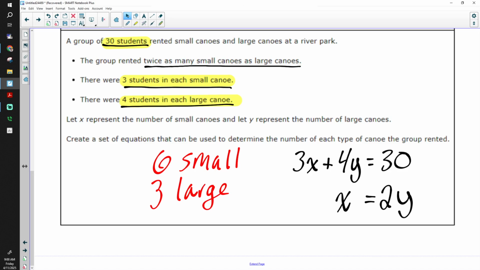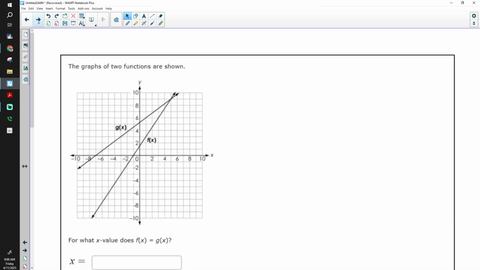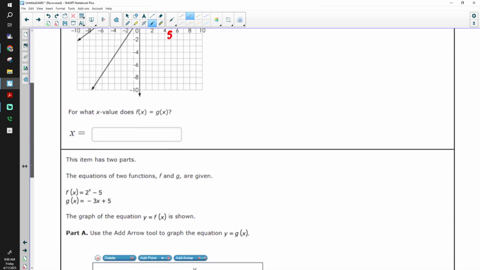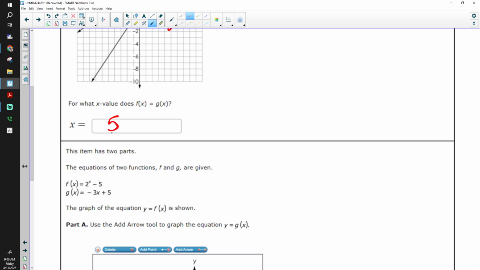On to the next one. The graph of two functions are shown. For what value of x does f of x equal g of x? Okay, so we're seeing where they are equal, where they cross, where they intersect. If I go over to 5 and up to 9, they cross at the point (5, 9). Easy peasy. At x equals 5 is where they cross.